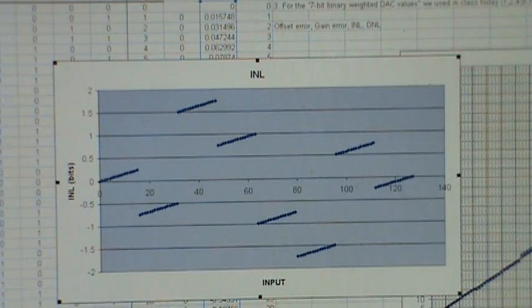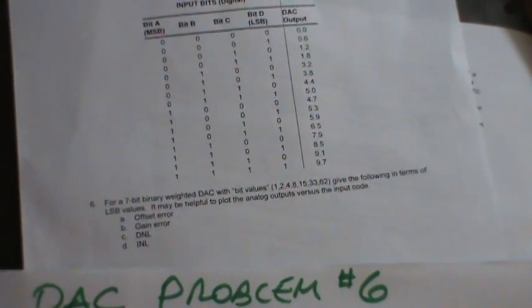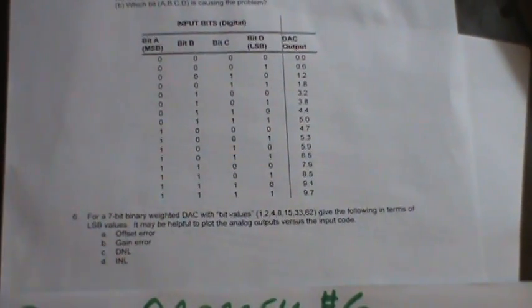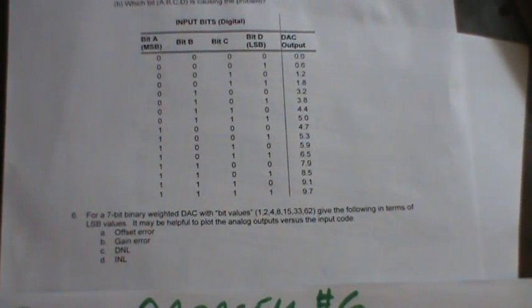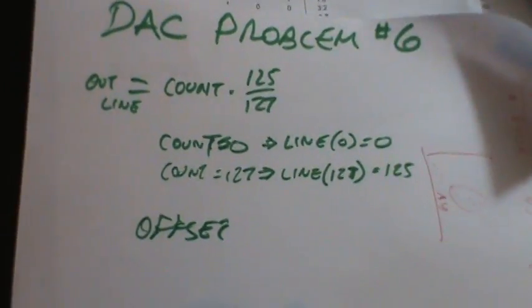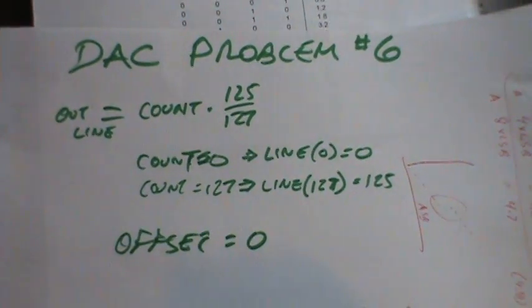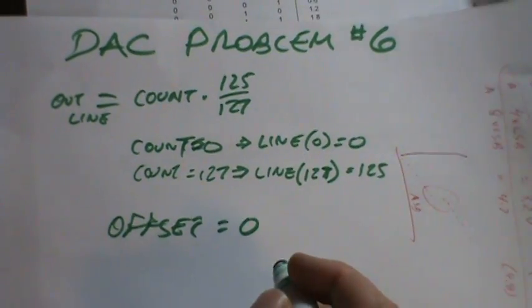Okay, so all that being said, what we're looking for as far as answers for offset error. It's not on the screen. So the offset error in this case is actually around 0. I mean, it is 0 because I didn't build any into the problem statement.